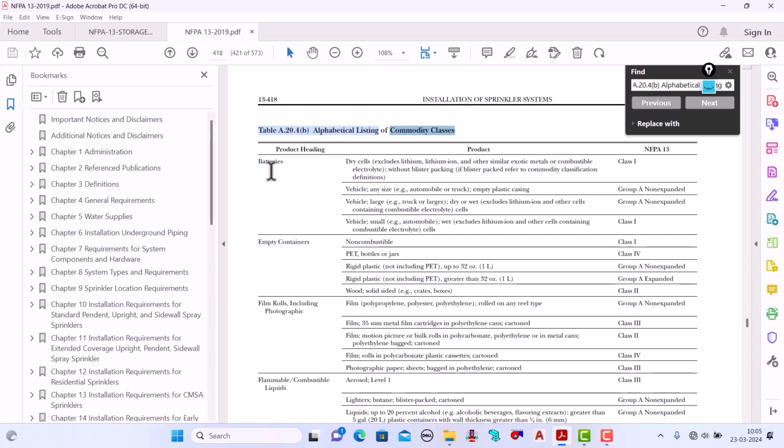If the material stored is a battery, and which type of battery: dry cell battery, vehicle large or vehicle small, on that basis we can define our classes here. See, class 1, class 1, class 4.